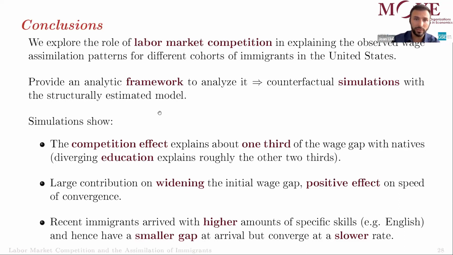We can speculate what would happen. In my opinion, these undocumented immigrants tend to be mostly low educated. So in our model, they would tend to increase the supply of general skills relative to specific skills even more, and they would generate a bit more of a competition effect. That would be my speculation.